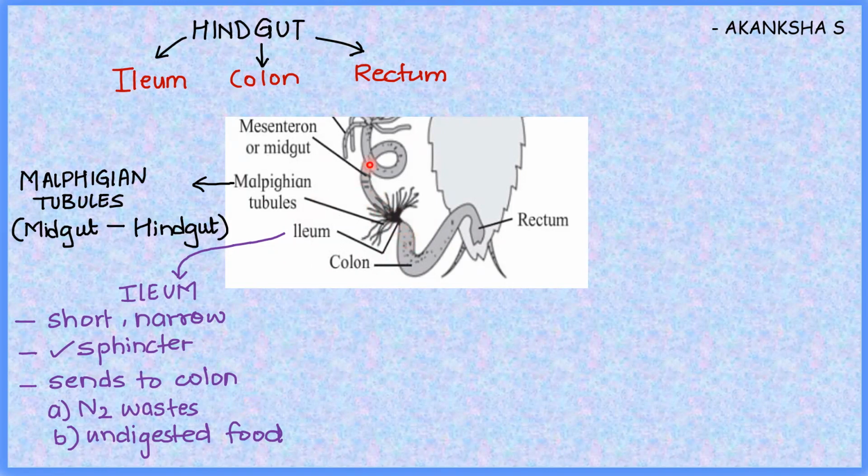So see, here we have the midgut. There is a Malpighian tubule over here, and then we have the hindgut. Just before the hindgut starts, there is a small muscular opening which is controlled by the cockroach itself, which allows the entry of digested and undigested food into the hindgut. So this is a small opening.